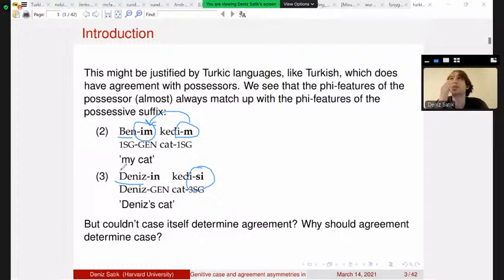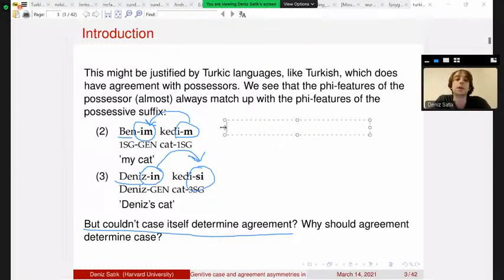But there is one more logical way in which you could construe what they're saying. Couldn't it just be the case that case itself determines agreement? No pun intended. What if this genitive case marking is responsible for assigning this agreement onto the head noun? Why is it in this order? So this is the question that I'll be investigating in this talk. Which comes first? Is it the genitive case that comes first?